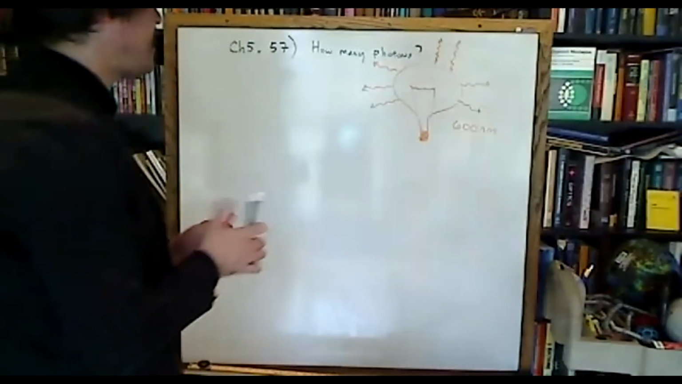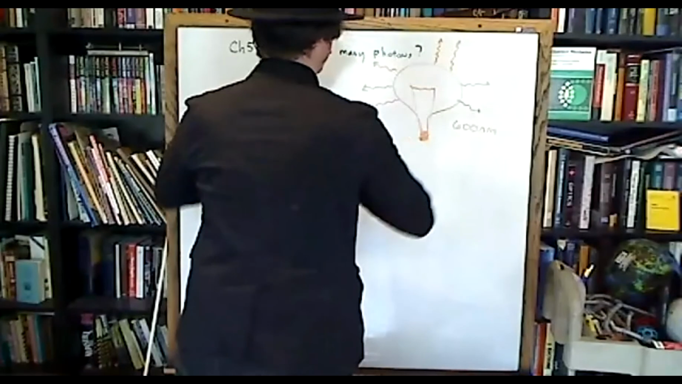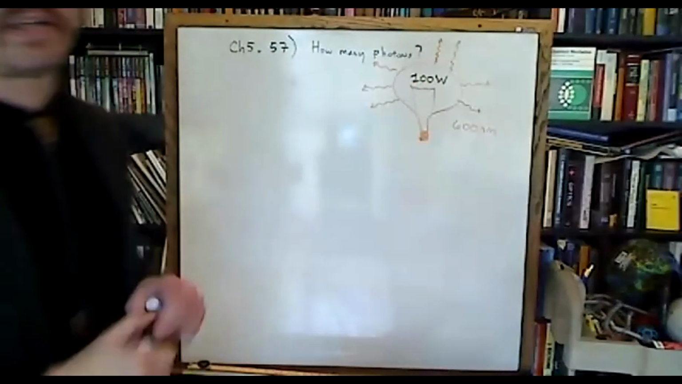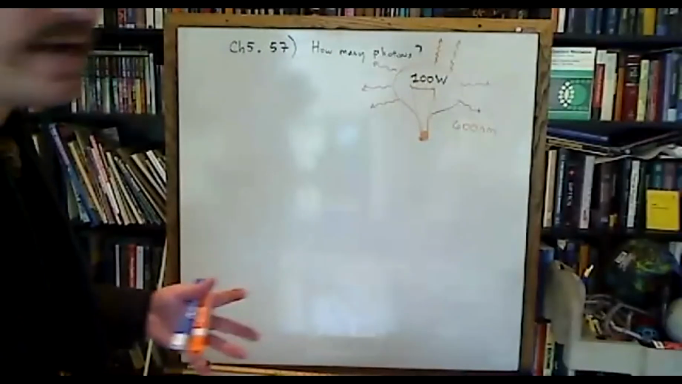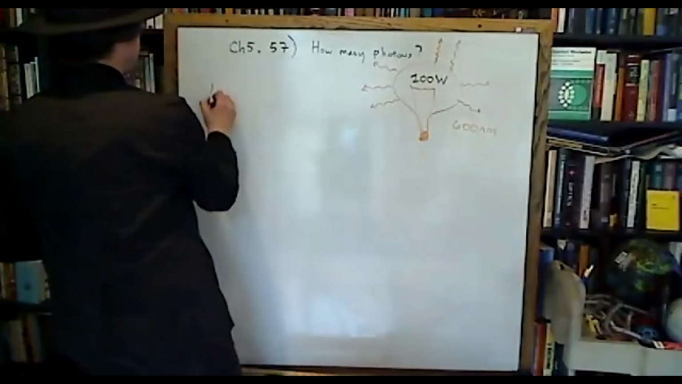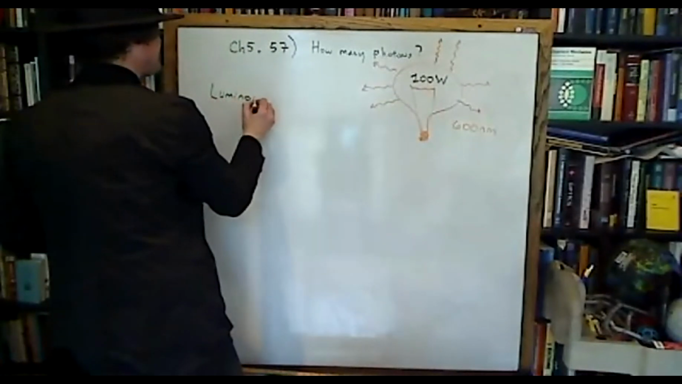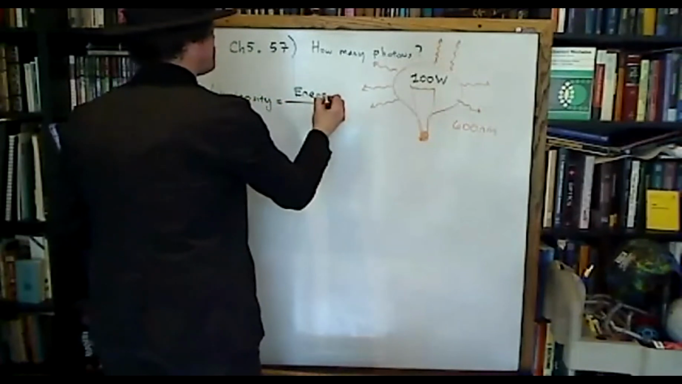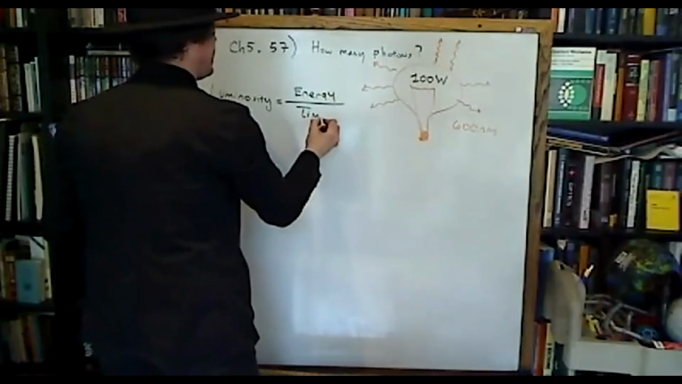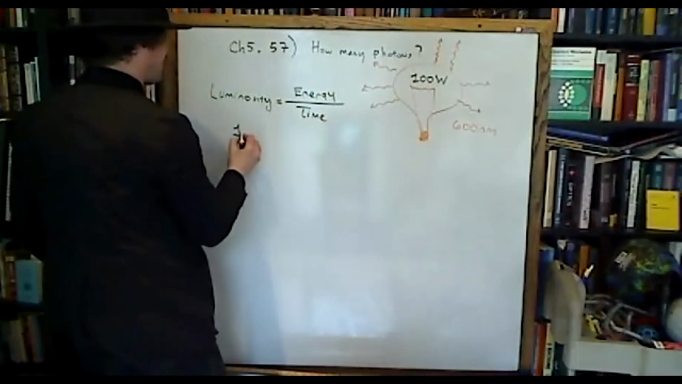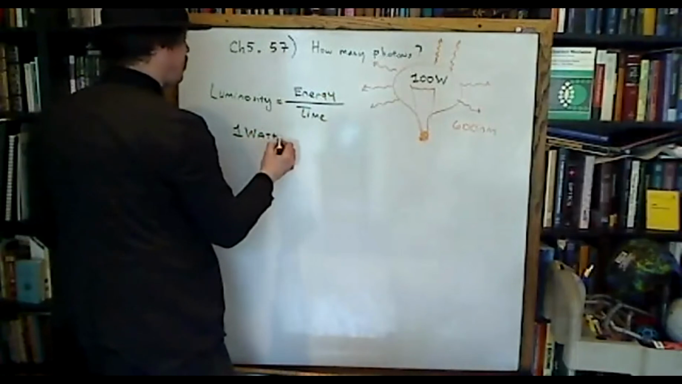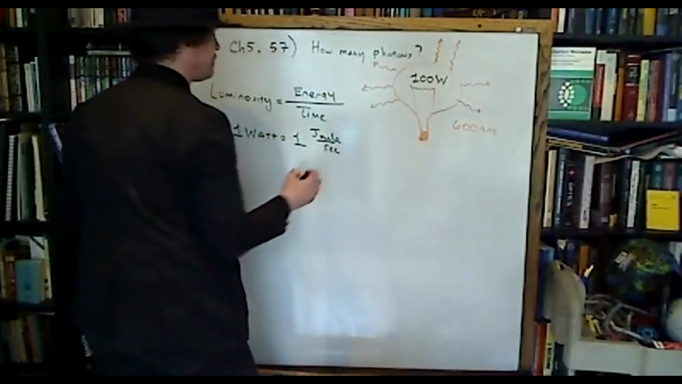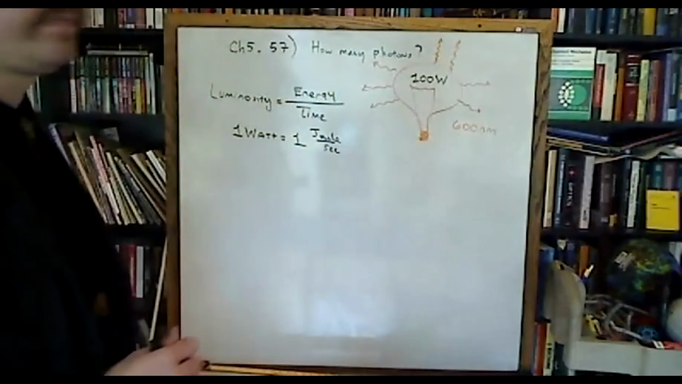And the light bulb has a luminosity of 100 watts. In our next lecture, I'll talk to you more about watts and energy per unit time, but the luminosity of a light bulb is the amount of energy it emits per unit time. And the units are watts. 1 watt is equal to 1 joule per second. You guys cool with that?